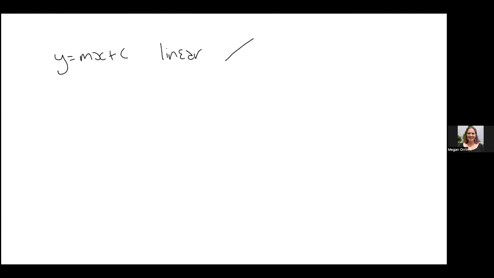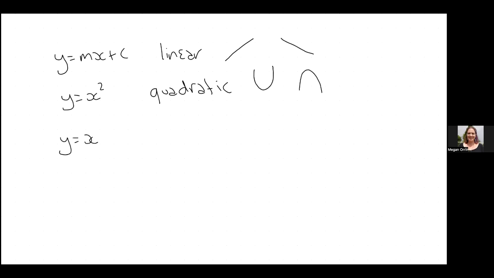All right, y equals x squared. What kind of equation was this? Quadratic, good. So what does a positive quadratic graph look like? A smiley face. What does a negative quadratic look like? A frowny face. It's all very sad. All right, y equals x cubed. What's that called? A cubic graph.